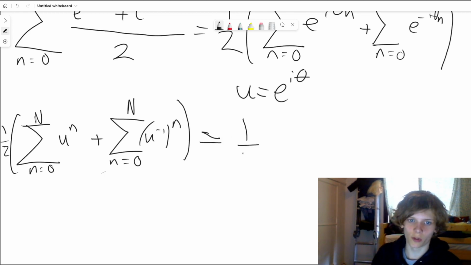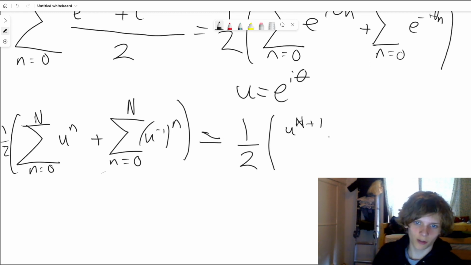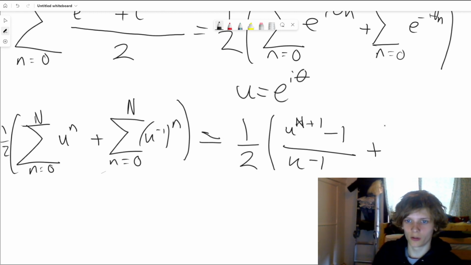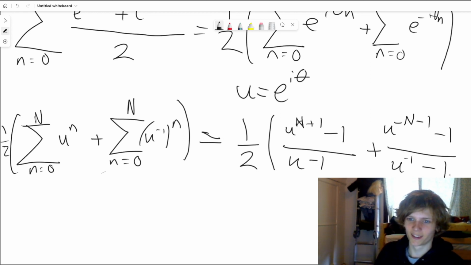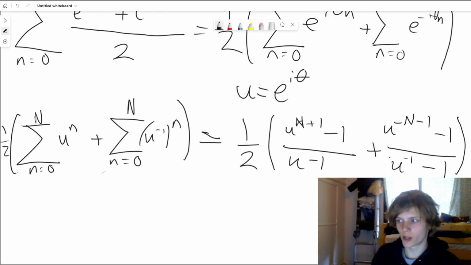So this is equal to 1/2 times u to the N plus 1 minus 1, over u minus 1, plus u to the negative N minus 1, minus 1, over u to the minus 1 minus 1. And there we go. Now we've got it in closed form, which is nice.